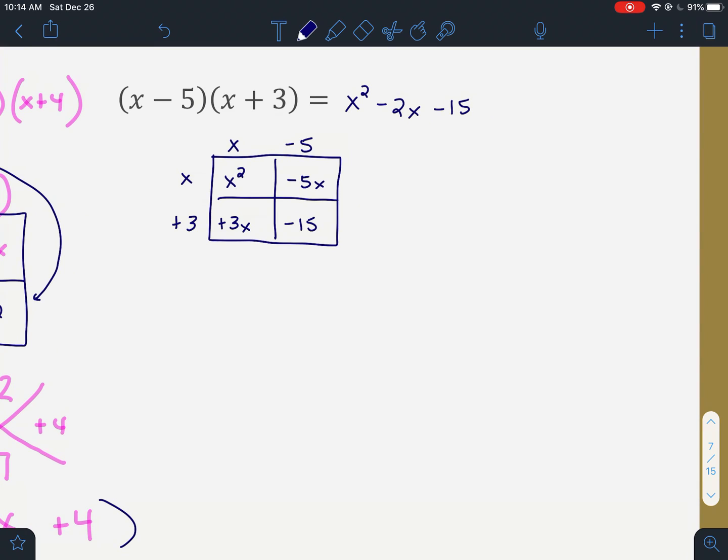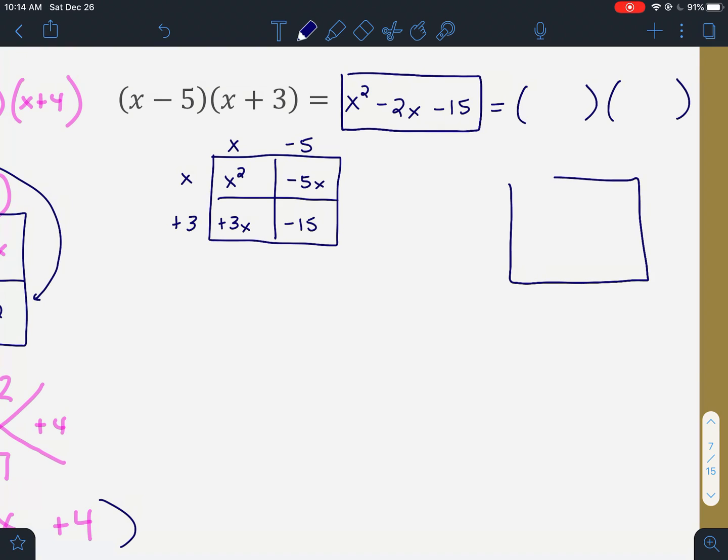All right, so now my objective is to take x squared minus 2x minus 15 and break it back up into the parentheses. I want to figure out what two parentheses created that. You can think about it as redoing the box. I know that I need x squared in my first box, and I need negative 15 in that last box. So I know I need an x and an x to make the x squared.